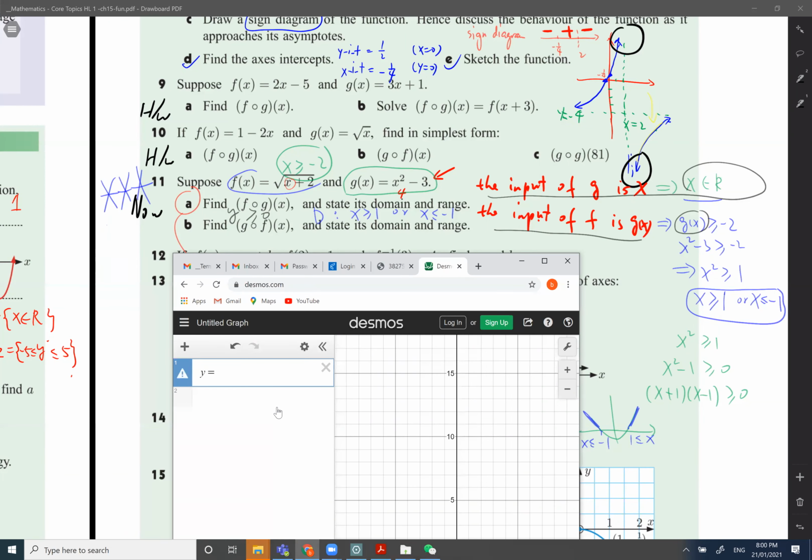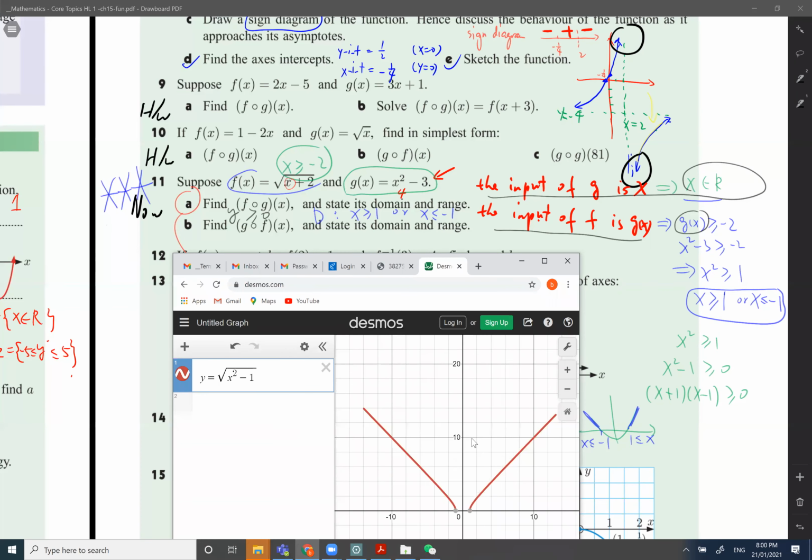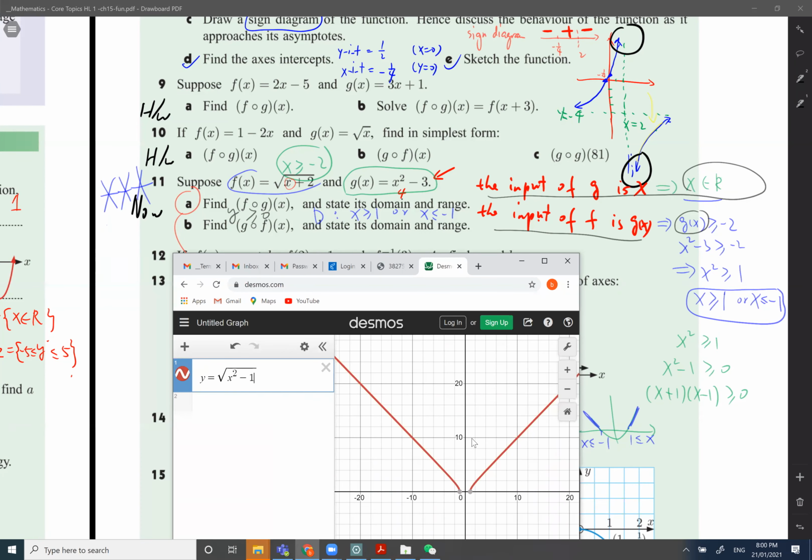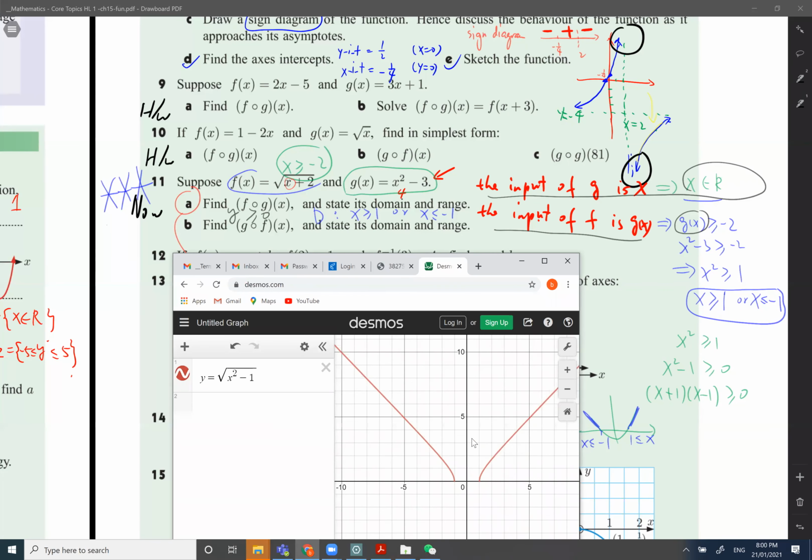Y equals sqrt x squared minus 1. Always bigger than or equal to 0. And for x value, either bigger than or equal to 1 or smaller than or equal to -1. That's the graph. F of g.